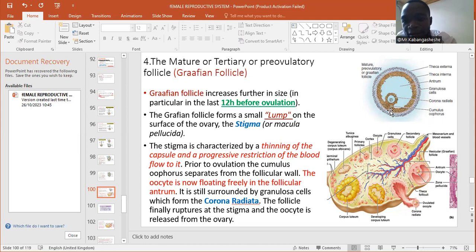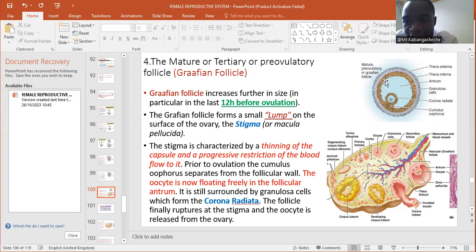So at this stage, the anterior pituitary gland is being inhibited now by the estrogen that is being produced by the theca interna cells. So production of follicle-stimulating hormone at this stage, when the Graafian follicle matures, drops. And now luteinizing hormone production increases. So at this stage now, the mature follicle will become responsive to luteinizing hormone from the anterior pituitary gland.